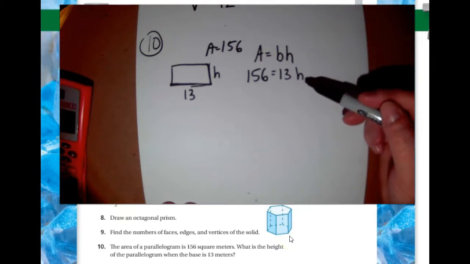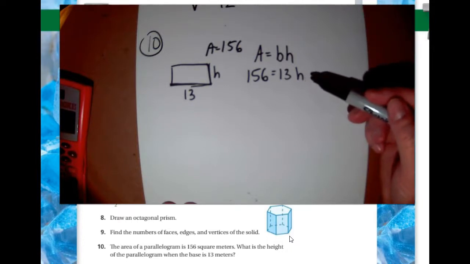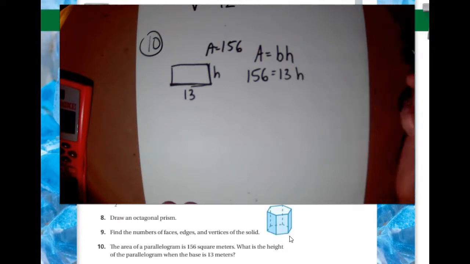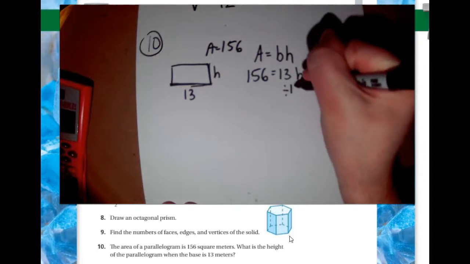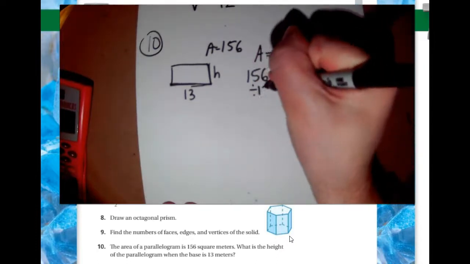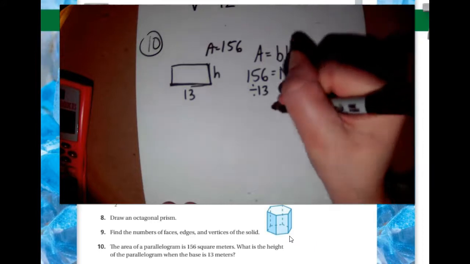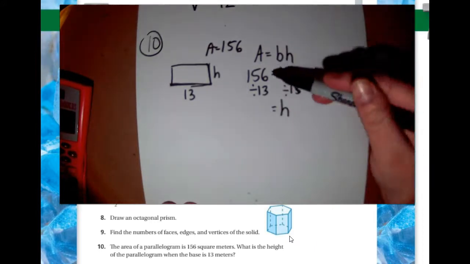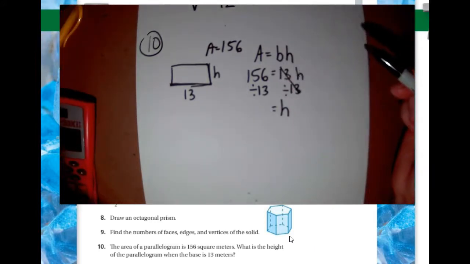Look, we want to get h alone. How do I get h alone? By using my inverse operations. I have 13 times h. I want to divide 13 on both sides. The 13s cancel each other out. I'm left with just h. And on this side, I have 156 divided by 13.